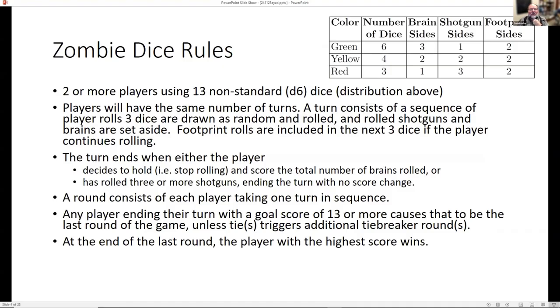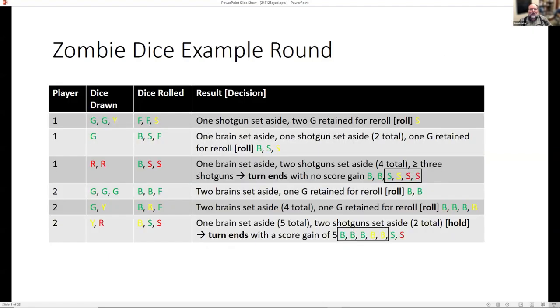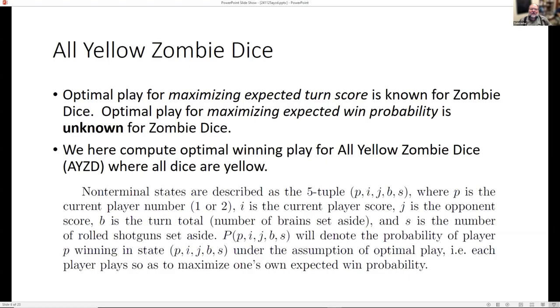So players are playing for a goal score of 13 points. If there is a tie when 1 or more players have 13 points, then you have additional tie-breaking rounds until there is no more tie. So the way that we have simplified this is that we are looking at a simplification where all dice are assumed to be yellow.